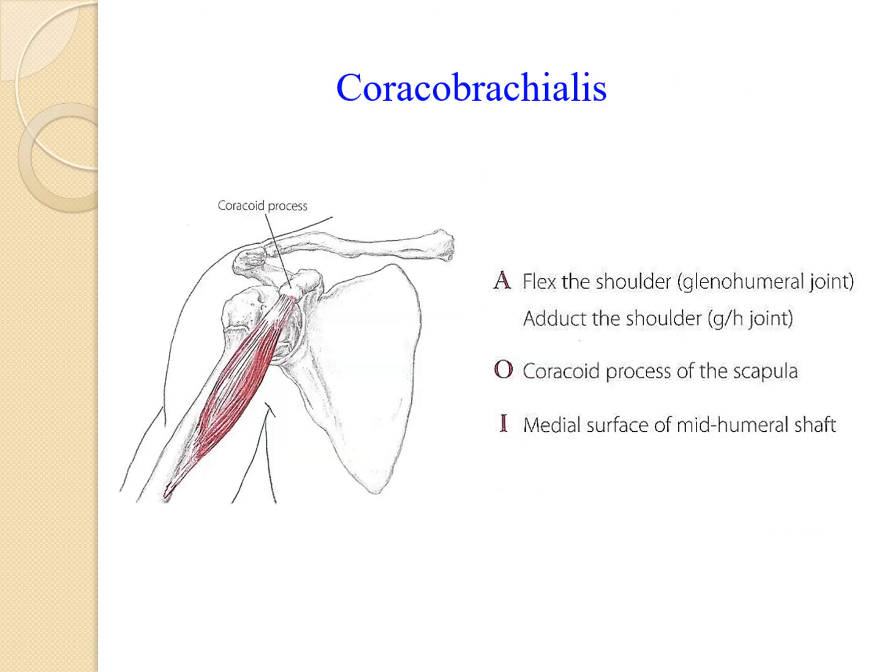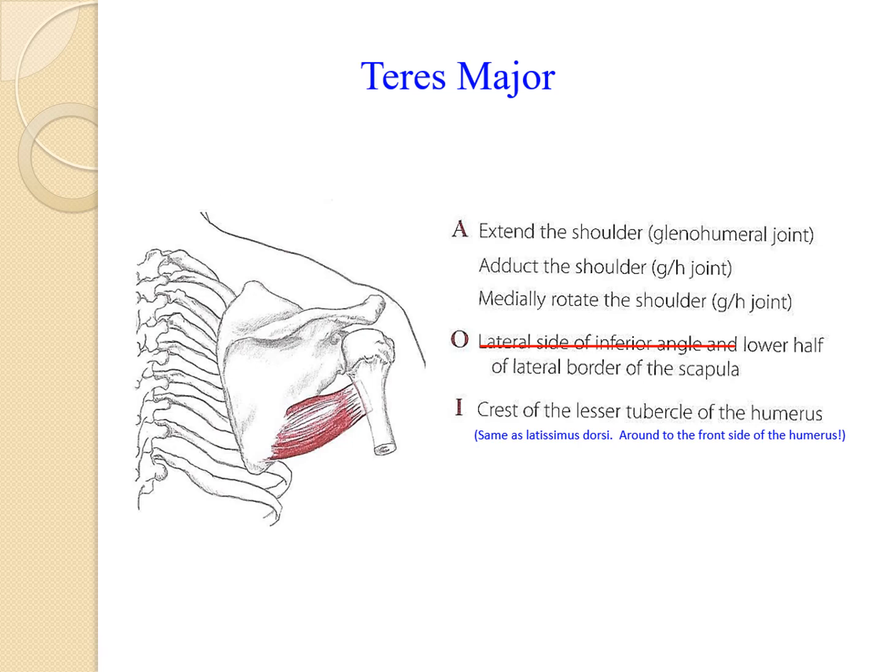The coracobrachialis helps to flex and abduct the humerus at the glenohumeral joint. It originates on the coracoid process of the scapula and inserts just in front of the deltoid tuberosity on the anterior humerus. The teres major assists in extending and medially or internally rotating the humerus at the glenohumeral joint. It originates on the lower half of the lateral border of the scapula and inserts on the top of the lesser tubercle on the front of the upper humerus.